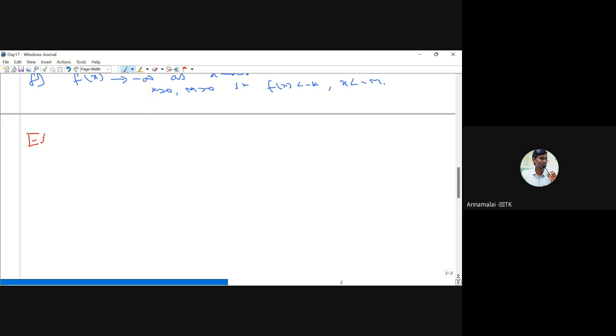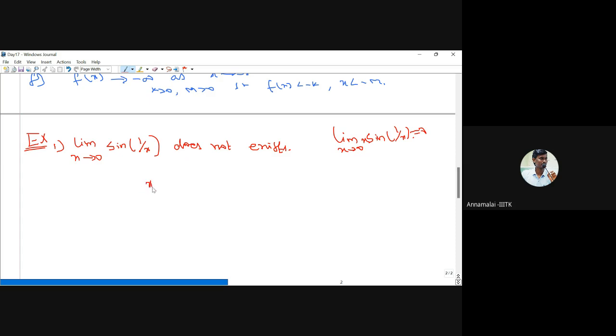In yesterday's class I mentioned that limit as x goes to 0 of sine of 1 by x does not exist. But if you multiply by x, the value is 0. Now today we are going to discuss why the limit as x goes to 0 of sine 1 by x does not exist. So, if we take two different sequences xn converging to 0, but f of xn does not converge to the same point.